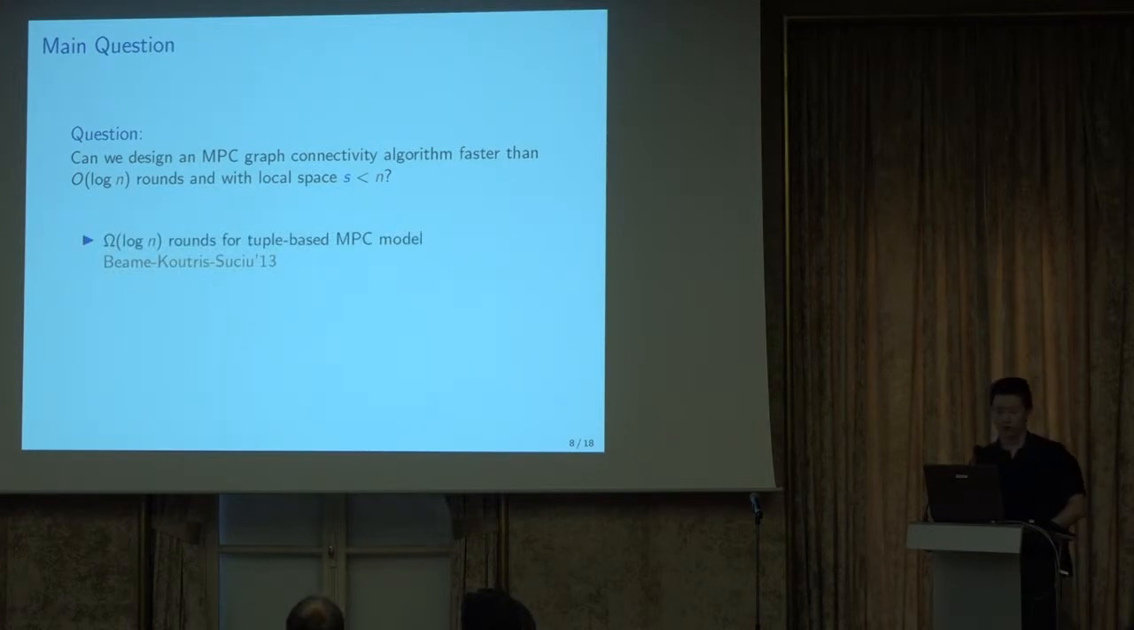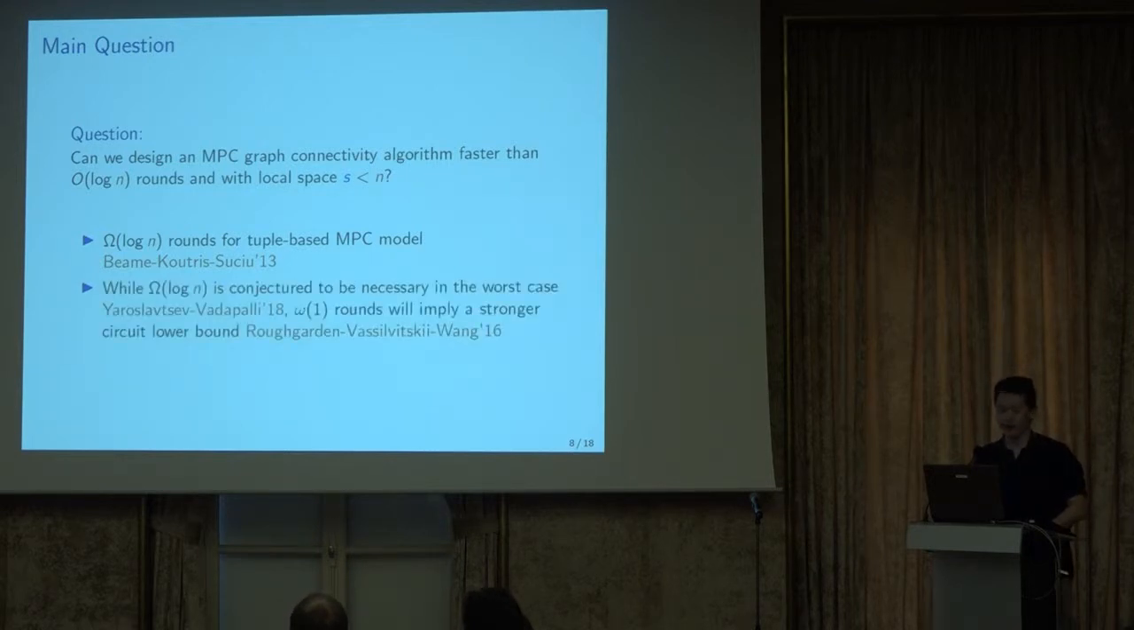There's a log n lower bound for the tuple-based MPC model. It's just a variant of the MPC model, with more restrictions on the messages you can send. And log n is also conjectured to be necessary in the worst case in the MPC model. However, a super-constant lower bound would imply a stronger circuit lower bound, so it should be very hard to prove a lower bound in the MPC model.